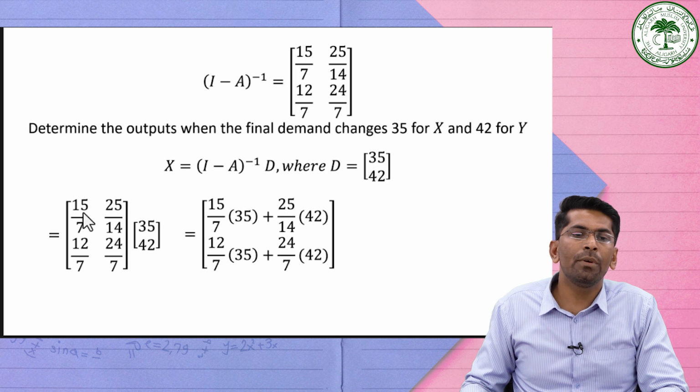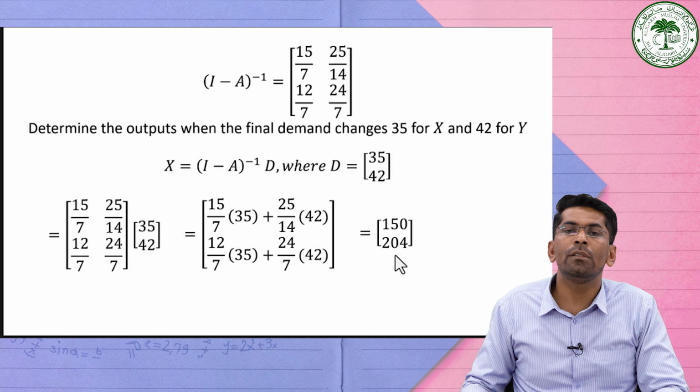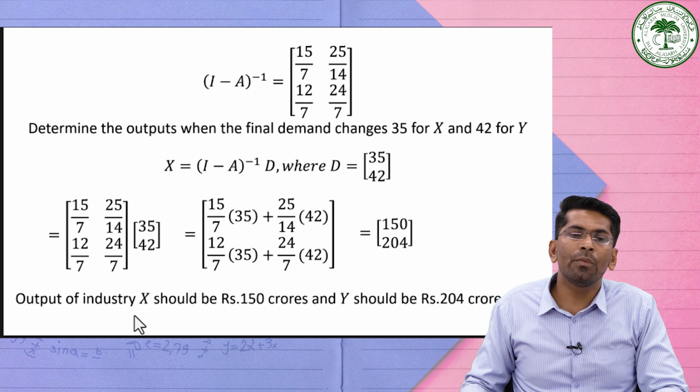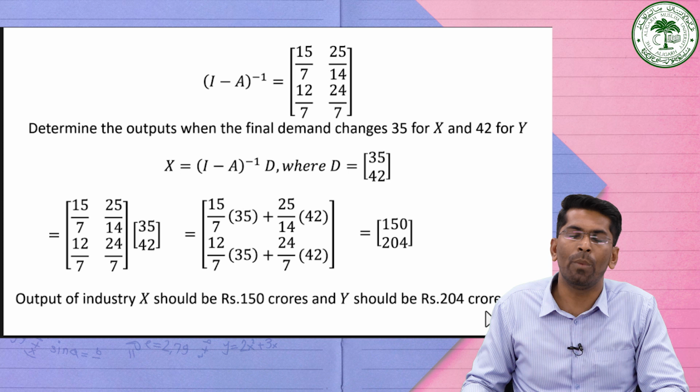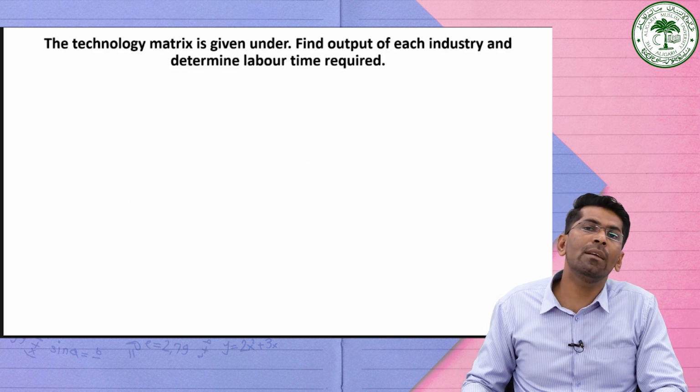Now it will become 15 divided by 7 into 35 plus 25 divided by 14 into 42. Similarly, the second row, that is 12 by 7 into 35 plus 24 by 7 into 42. I am writing here separately, and if you multiply and add accordingly, it will be simplified as 150 and 204. So what is this result showing? The output of industry X should be 150 crores and Y should be 204 crores as per the given problem.